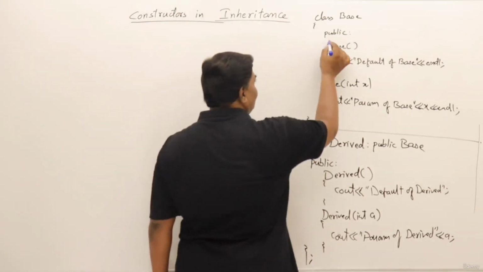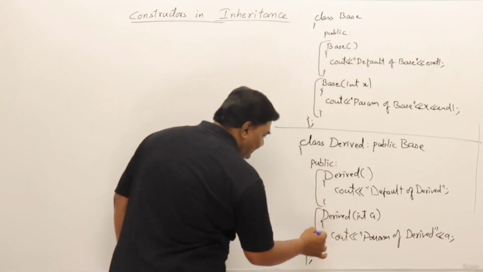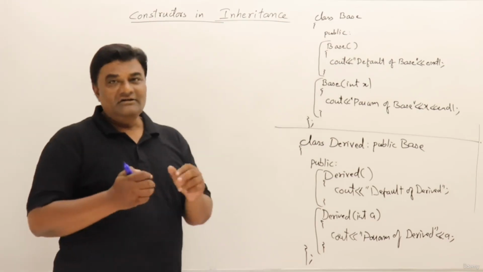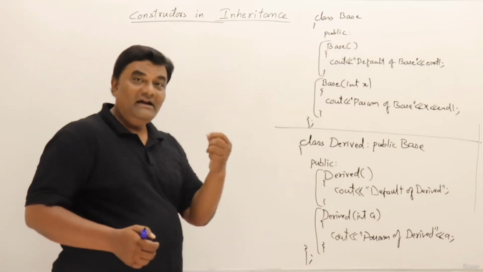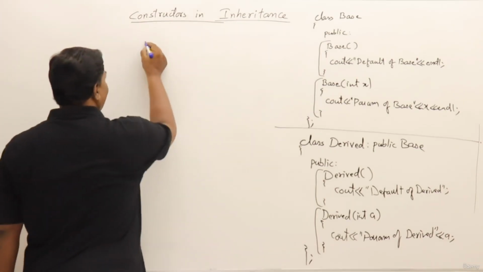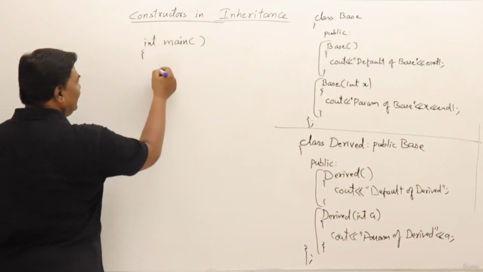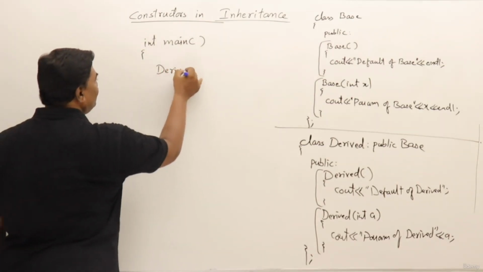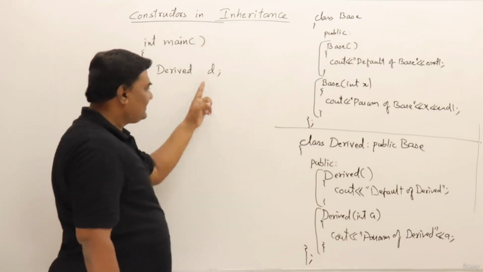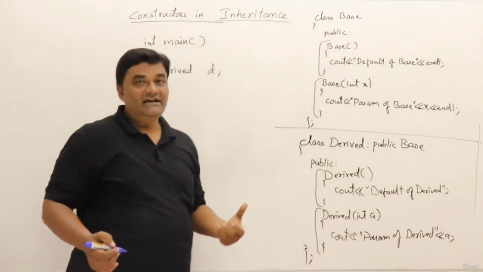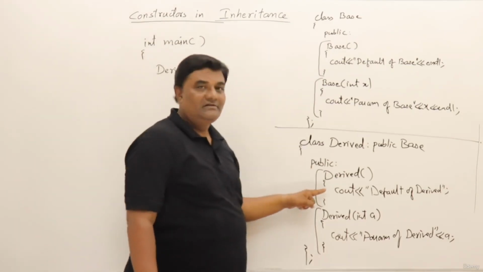One is a base class with a default constructor and parameterized constructor, and a derived class with a default constructor and parameterized constructor. Now let us create an object of derived class and see how the constructors are executed. So inside the main method, suppose I am creating an object of derived class. I will say derived D. Now I am creating an object of derived class D and not passing any arguments, means I am trying to call this constructor.